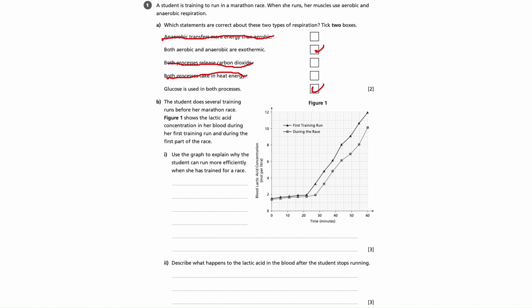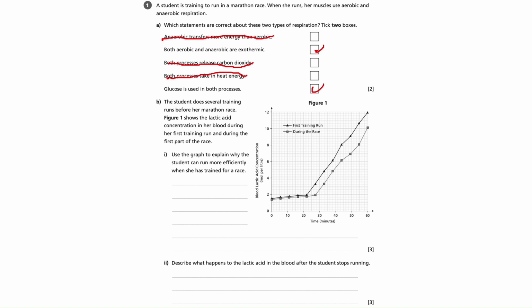Part B. The student does several training runs before her marathon race. Figure 1 shows the lactic acid concentration in her blood during her first training run and during the first part of the race. We can see there figure 1 with those 2 lines for the first training run and during the race. B part 1. Use the graph to explain why a student can run more efficiently when she has trained for a race.